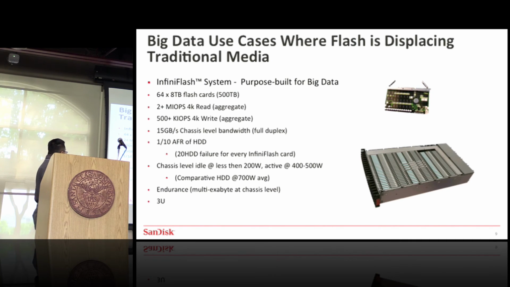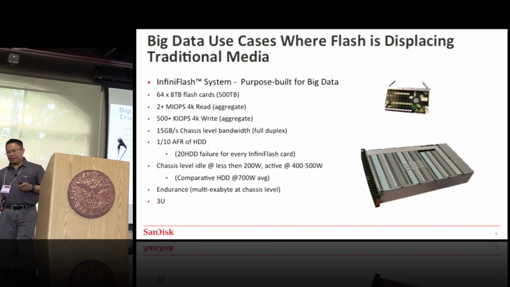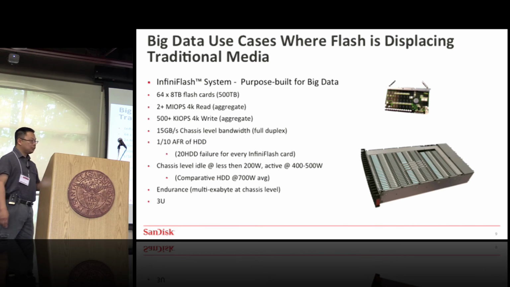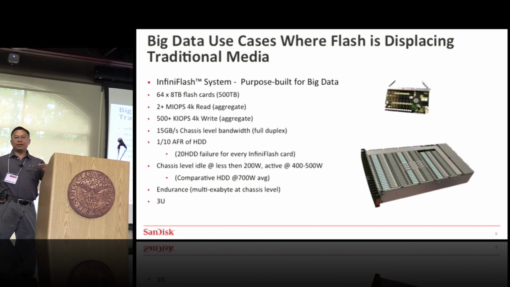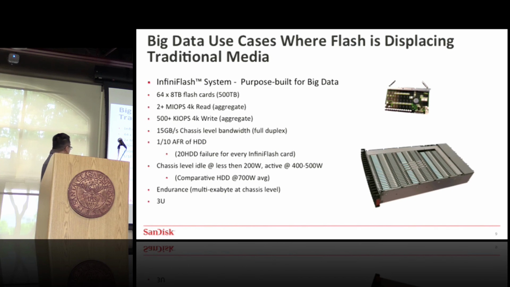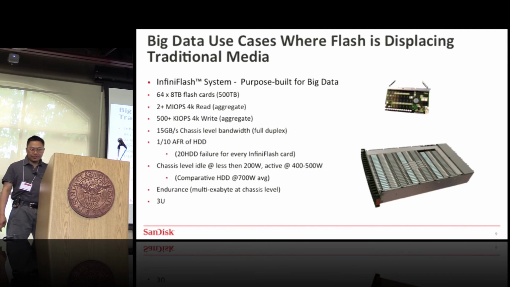You know, I claim 1/10 the AFR of a hard drive. I'm giving the hard drive 0.73, even though at active storage bus, it actually has a higher AFR. When you're really not writing and reading from it much, the AFR does stay at 0.73. So in this, 20 hard drive failures for every 5 InfiniFlash card failures.